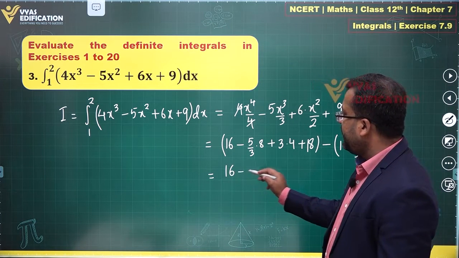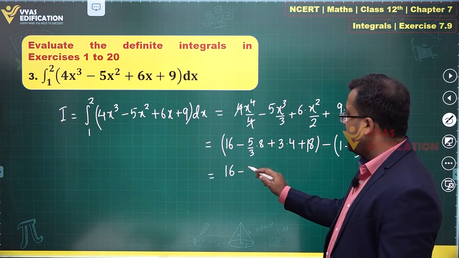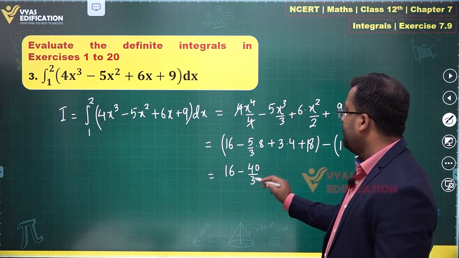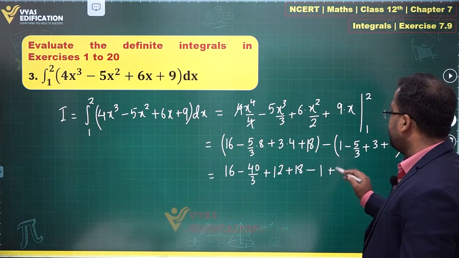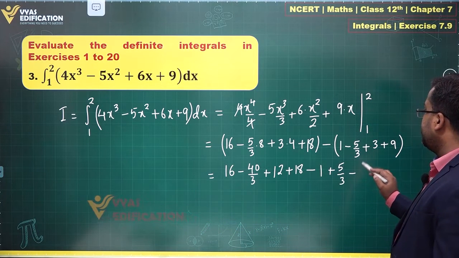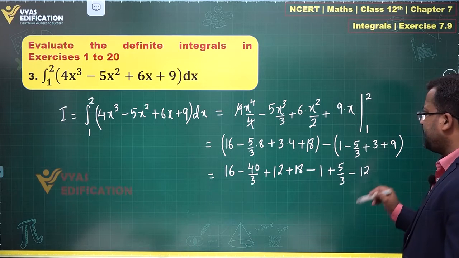This is 16 minus 8 times 5 is 40 by 3 over here, plus 4 times 3 is 12, plus 18, minus 1 plus 5 by 3, minus 9 and 3 will be 12 actually. Let's add them together.